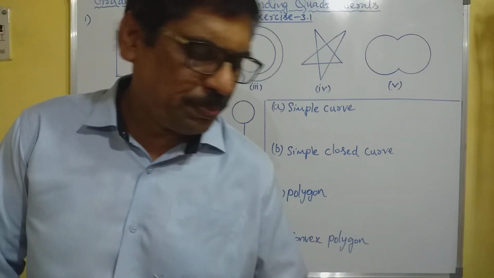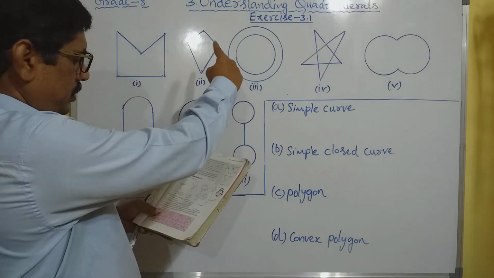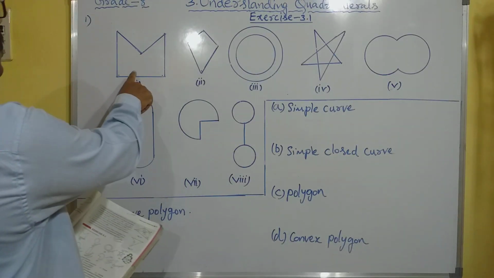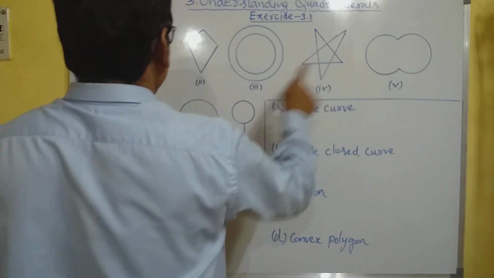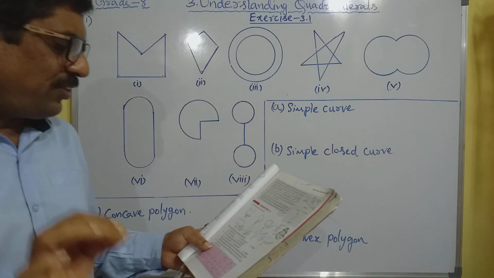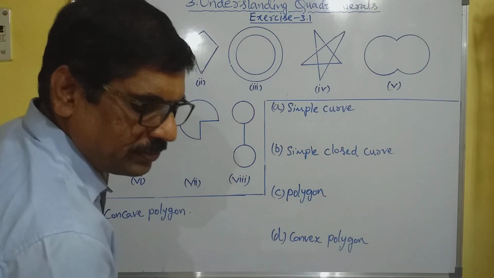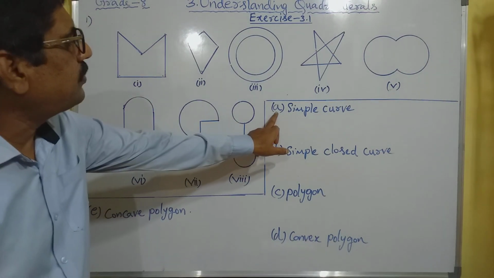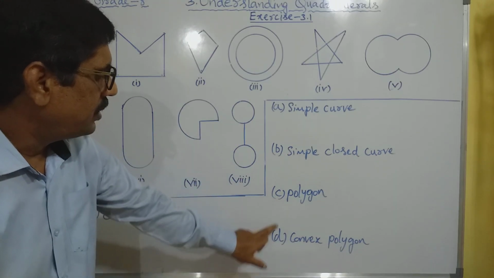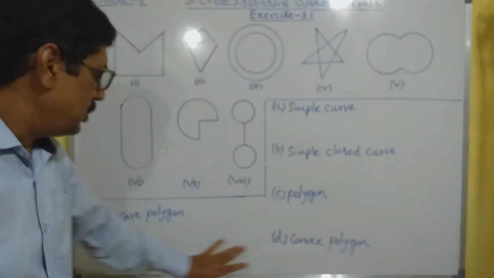Now look at the first problem. Given here are some figures. There are 8 figures I have drawn on the board. Now classify each of them on the basis of the following classifications: A, B, C, D, E. We have to classify these figures into these.